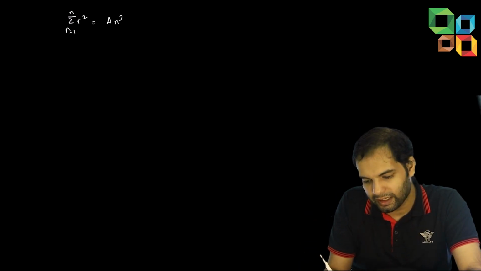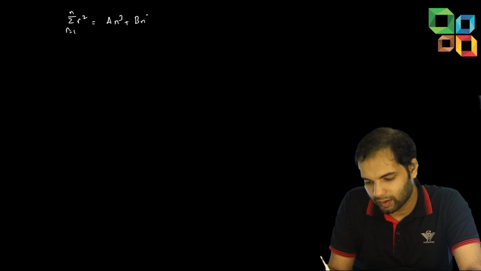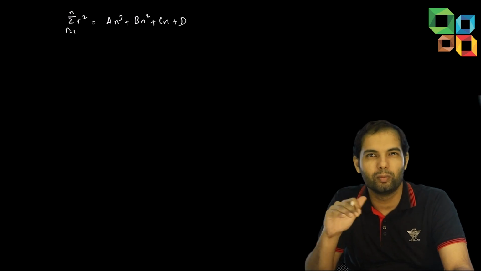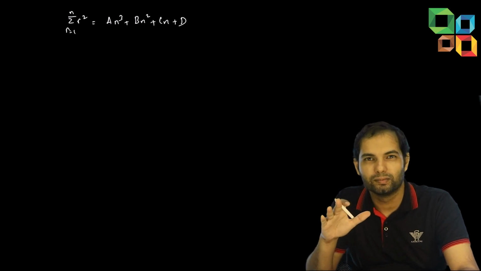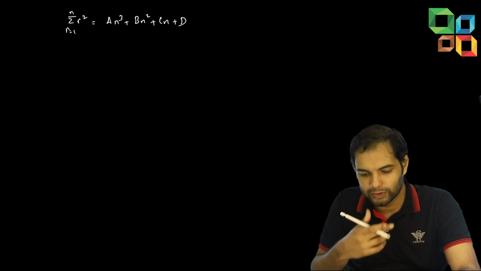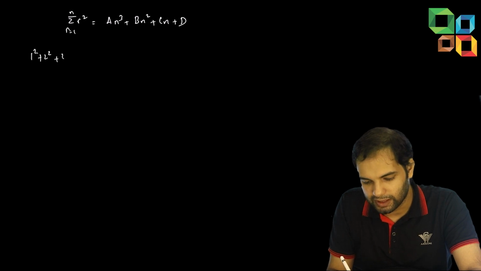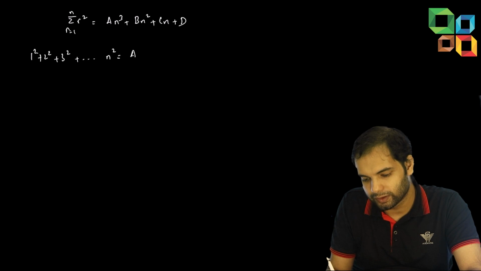So can I write a generic cubic equation, say a n cube plus b n square plus c n plus d? Any cubic equation will be in this form, correct? We all agree. So what I'll do, I know what summation r square is: 1 square plus 2 square plus 3 square up to n square. So I'm saying this is equal to this.